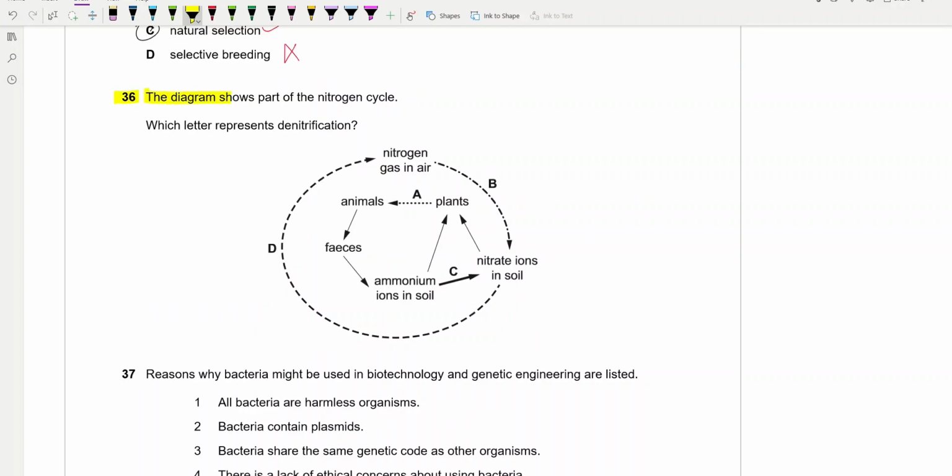Question number 36. The diagram shows part of the nitrogen cycle. Which letter represents denitrification? Option A is from plants to animals. Option B is from nitrogen in air to nitrate ions in soil. Option C is from ammonium ions in soil to nitrate ions in soil. And option D is nitrate ions in soil to nitrogen gas in air. So the correct option would be option D. Nitrate ions in soil to nitrogen gas in air is called denitrification.